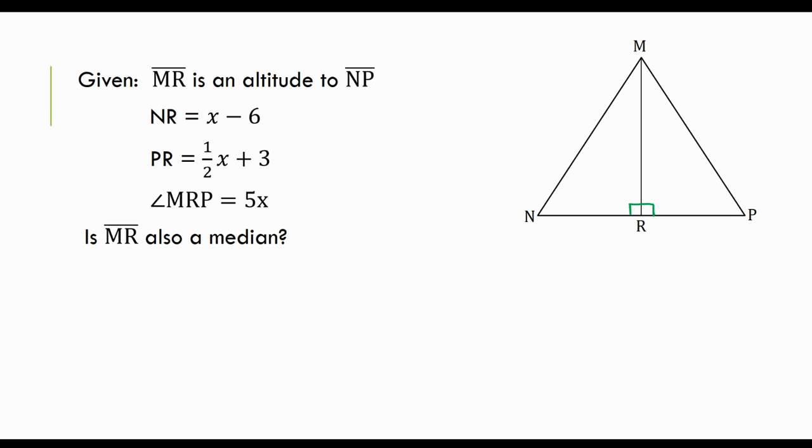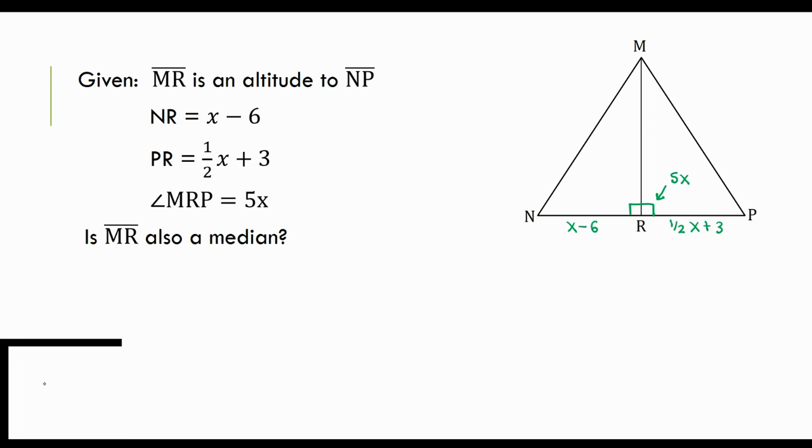I know that the segment NR is x minus 6. I know that the segment PR is 1/2 x plus 3. We are told that the angle MRP, so if I follow the letters, MRP is this angle right here, is 5x. They want us to figure out if that segment MR is also a median. Now, to be a median, remember that means that R has to be the midpoint because we would be bisecting the segment NP. I cannot assume that. There's no markings with those segments. I don't know anything about those segments.